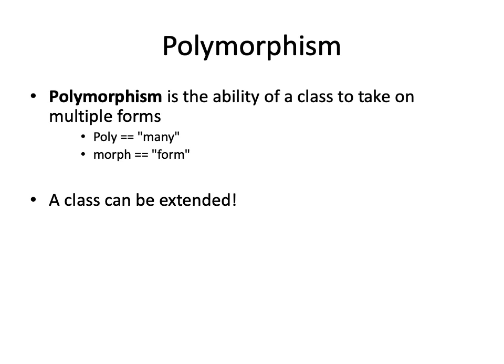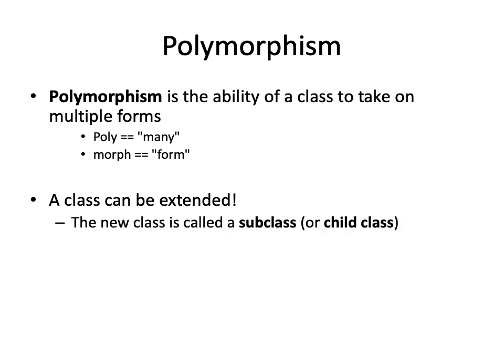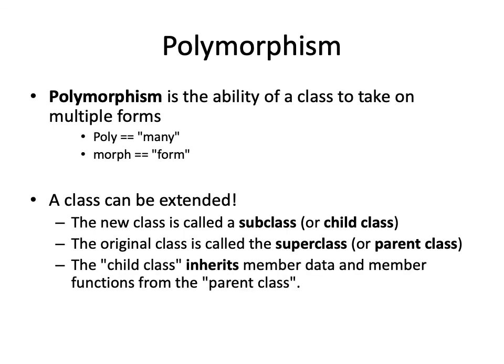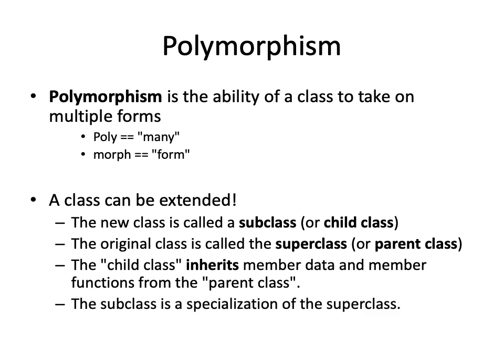Well, a class can be extended, and what does that mean? A class is called a subclass. So if I have class A and I extend it and create class B extends class A, class B is called the subclass of class A. So it's the child of class A. The original class, in our example class A, is called the superclass or parent class. And here's what's cool. The child class inherits member data and member functions from its parent class. The subclass is a specialization of the superclass.